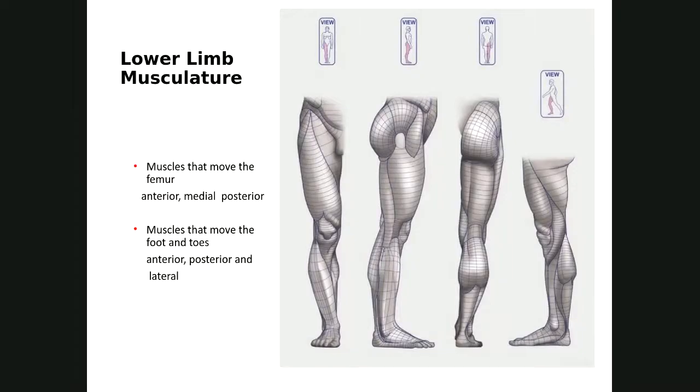Hi, today we're going to talk about the lower limb. We're going to divide this area up into muscles that move the femur, and these muscles are located in an anterior compartment, a medial compartment, and a posterior compartment. Another group would be the muscles that move the foot and the toes. That would include this anterior compartment, the lateral compartment, and a posterior compartment.